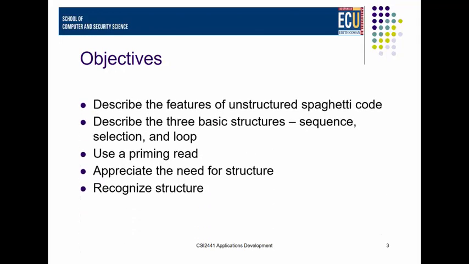So in today's lecture, the objectives we want to achieve are, first of all, to describe the features of unstructured code, spaghetti code: on the basis of what features can we identify whether code is spaghetti or not. To address that scenario, we need to know about structure as well, and we will look at 3 basic structures that your program will consist of. With these 3 building blocks, you can build complex logic for all possible scenarios which you encounter.